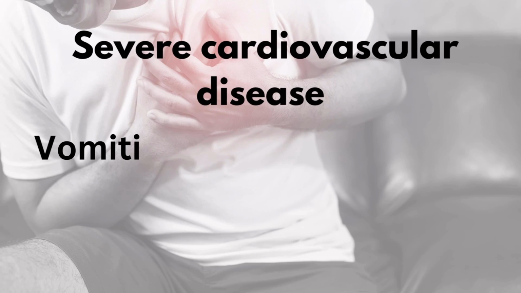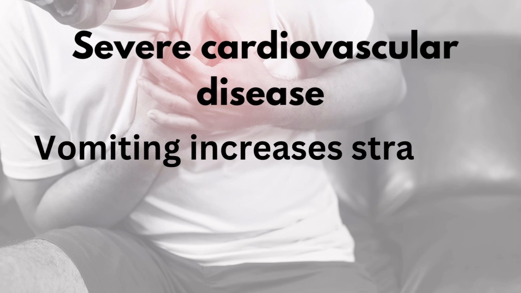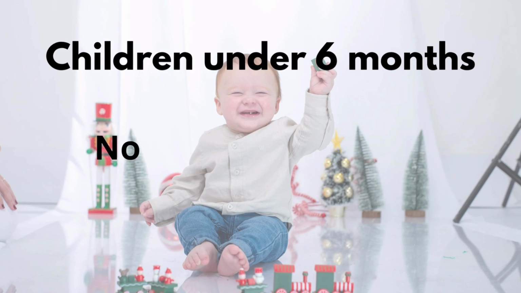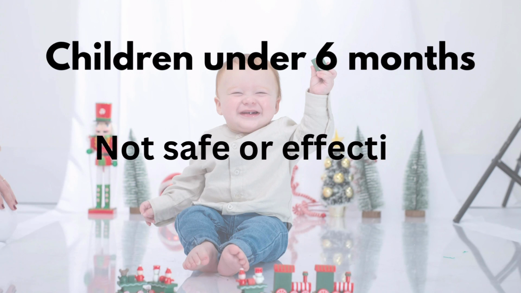Sixth is severe cardiovascular disease. Vomiting increases strain on the heart, so avoid emetic drugs if the patient has a history of cardiovascular disease. And last is children under 6 months. It is not safe or effective for children under 6 months of age. So the above mentioned conditions are contraindicated for administering emetic drugs.